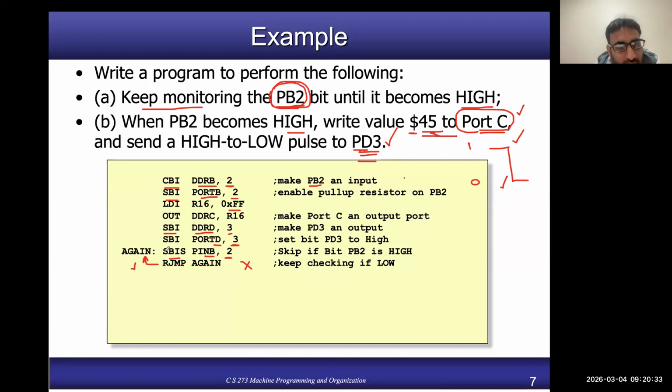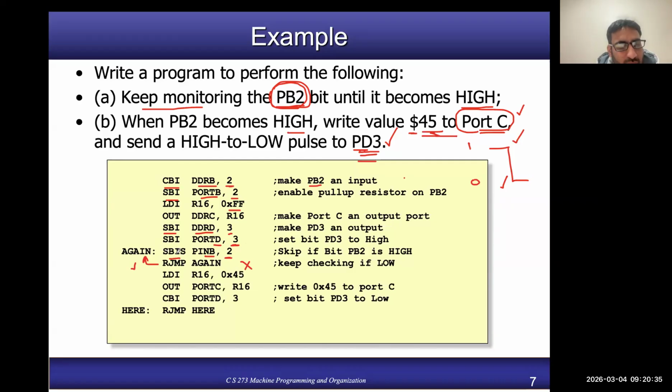Now if the pin is set equal to 1, it means that this RJMP again instruction will be skipped. So if it is skipped, then we say, okay, write 0x45 in R16, which is the value we want to send to the port C. And then we send R16 to the port C through the out instruction. So we are done with this part, sending the value of 45 hex to port C.